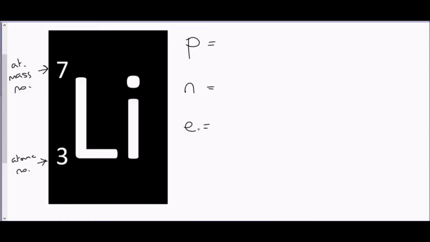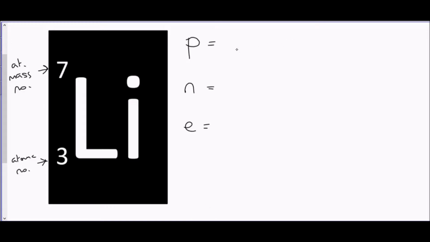In this first example, we're going to stay with lithium, just to reinforce what we said in the introduction of this video. This is how lithium would appear on your periodic table, and you can see that it's got two numbers: the mass number, or the atomic mass number, and the atomic number. What I'd like you to do is to work out the number of protons, neutrons and electrons. Pause the video for a second now.